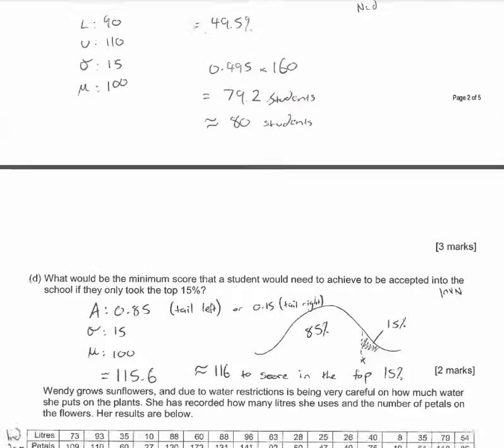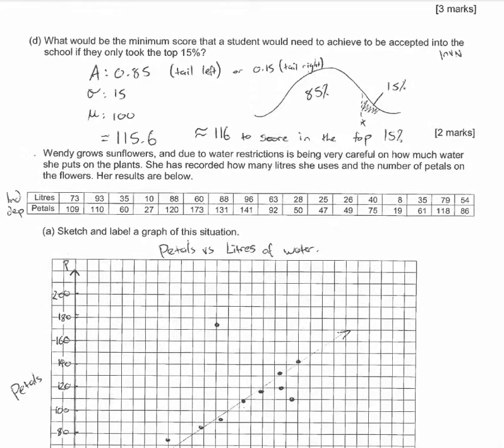Next question is, what would the minimum score be that a student would need to achieve to be accepted in the school that only takes the top 15%? So this one here, we're not using NCD anymore, because they've given us the area, and the area is, we want to be in the top 15% here of the final score. So to be in that top 15%, we've got to score this value here, which is unknown. We don't quite know what this value is, so that's what we're going to find out. So we're not using the NCD, we're using the inverse norm function here.